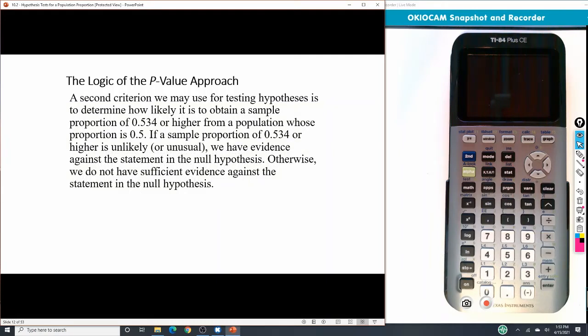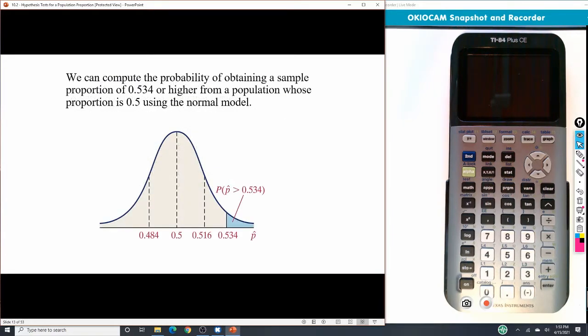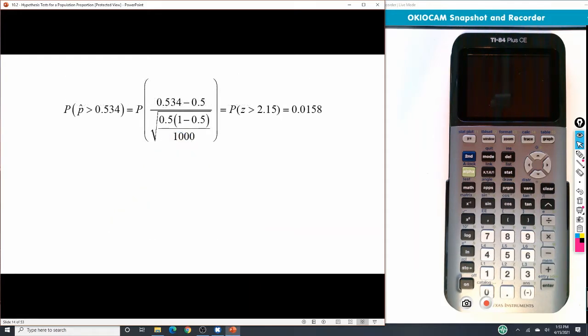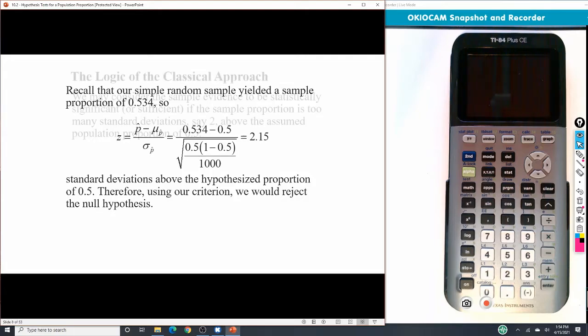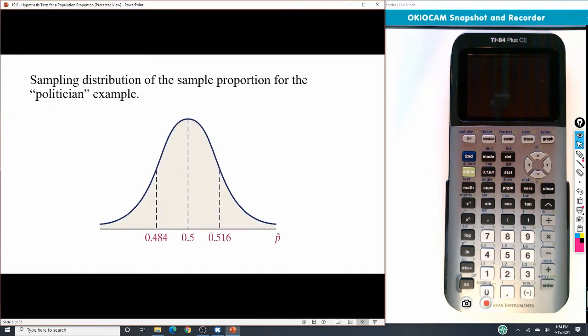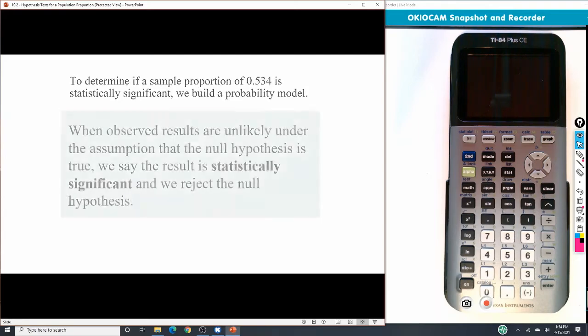Now there's also another one that's called the p-value approach. And so that's finding some probability with this. So we want to look at the probability that p hat is greater than 0.534. So here is that equation for that. Now, both of these can be done in the calculator instead of by hand. So let's go back to the very beginning of this problem so that we can get the information that we're going to need for this, and then we'll scoot back through these here and make sure.